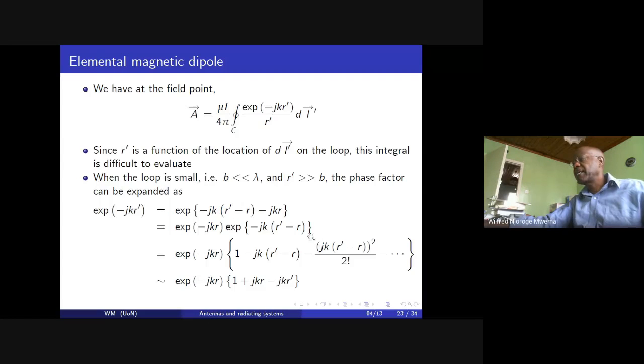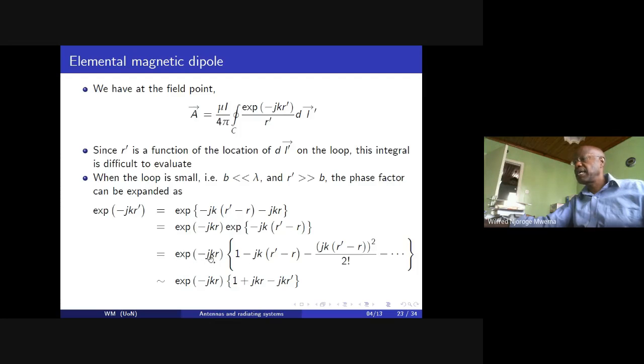Therefore, we can write this as the exponent of minus jkr multiplied by the exponent of minus jk into r prime minus r. If the field point is very far away, then r prime minus r is going to be very, very small, a small quantity. Therefore, we can expand this factor in a Taylor or Maclaurin series expansion.